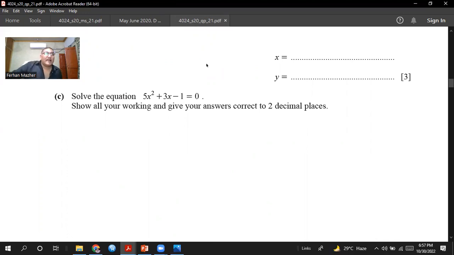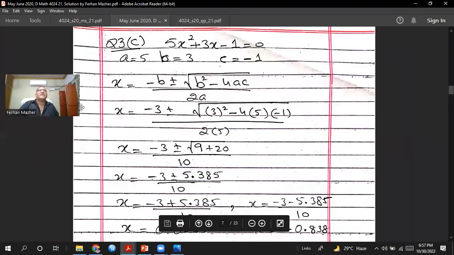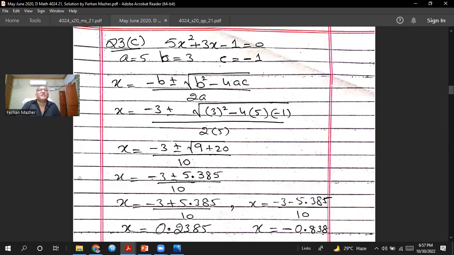So I'm going to apply the quadratic formula to solve this equation. And you can see the coefficient of x squared is 5. So a is 5, b is 3, and c is -1. So I will apply the quadratic formula. So let's do that. Question number 3, C part: 5x squared plus 3x minus 1 equals to 0. So a is 5, b is 3, and c is -1. So x will be equal to, the quadratic formula, minus b plus minus under root b squared minus 4ac, and below it we have 2a, below all of them.